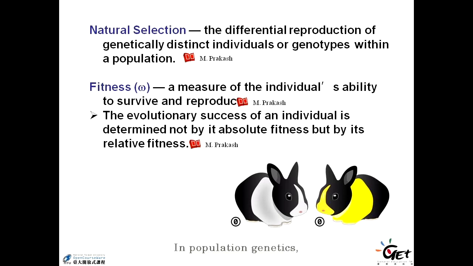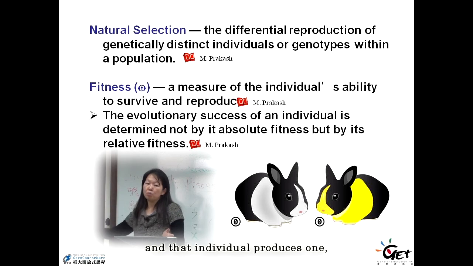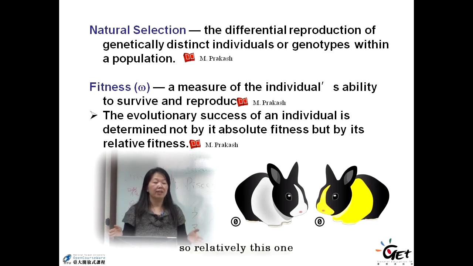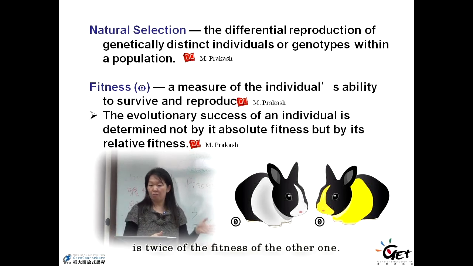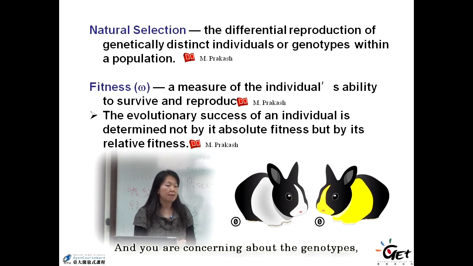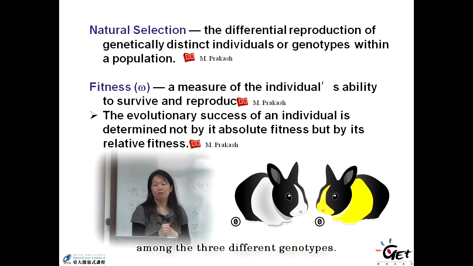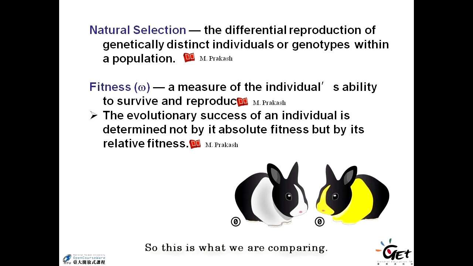In population genetics, we specifically focus on the genotypes and the relative fitness. So if this individual produces 2 offspring and that individual produces 1, relatively this one has twice the fitness of the other one. And we're concerned with the genotypes, so we want to compare the fitness among the 3 different genotypes. So this is what we are comparing. It's a relative fitness within the population.